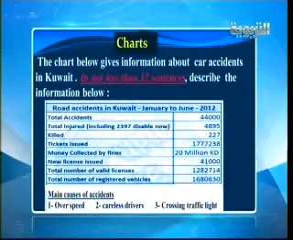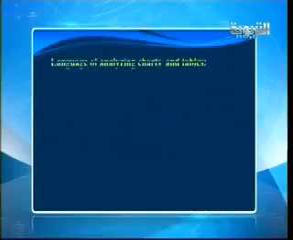Now look at the chart. So this is about the causes of accidents in Kuwait. See the numbers. The numbers have different categories. For example, here we have total accidents, total injured, how many people are killed, how many people become disabled, how many people were actually affected badly by those accidents. And then you have the causes at the end, as you see. The causes of these accidents are overspeed, careless drivers, and crossing the traffic. You're supposed to write a complete description of this chart about all the details. Let's have a look.